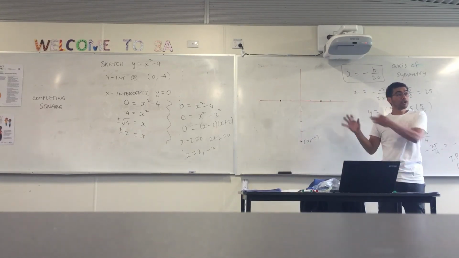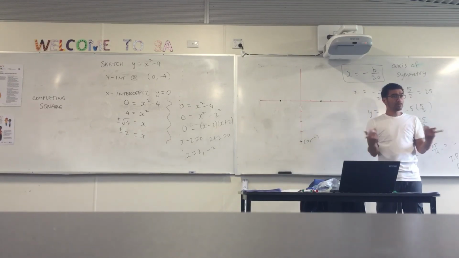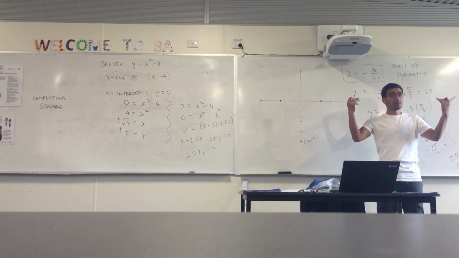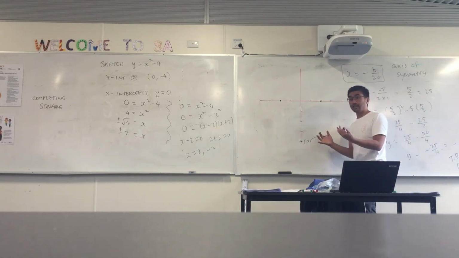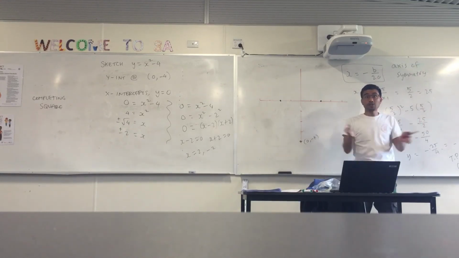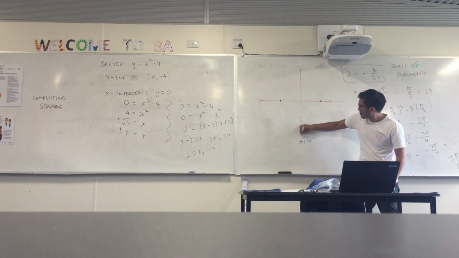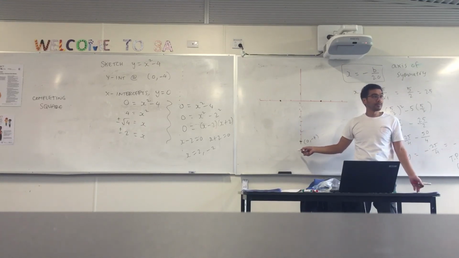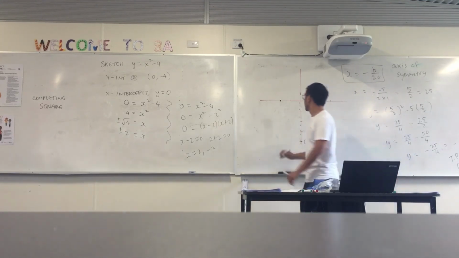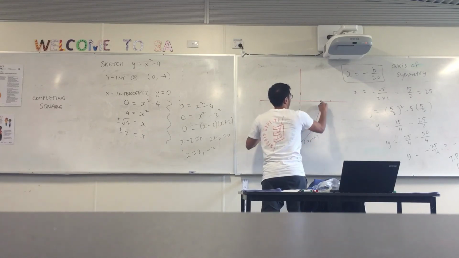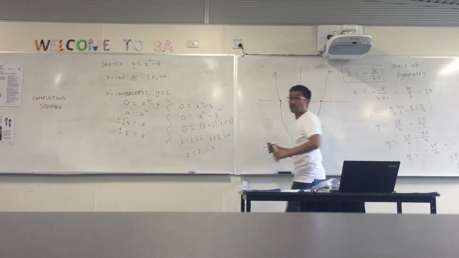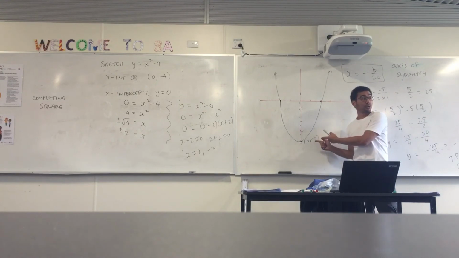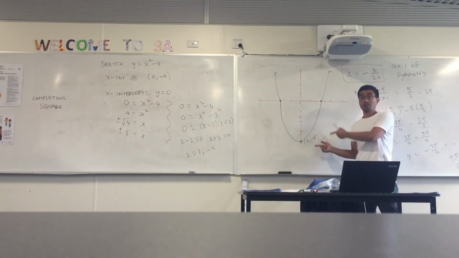Okay. Looking at the way everything's spread, what word am I looking for? Symmetrical. Parabolas are symmetrical, therefore, where's the axis of symmetry? 0. Which means where's the turning point? 0, -4. So in this case here, we have the turning point, which is the same as the y-intercept.